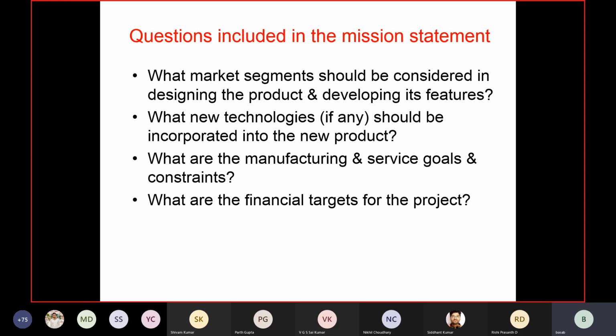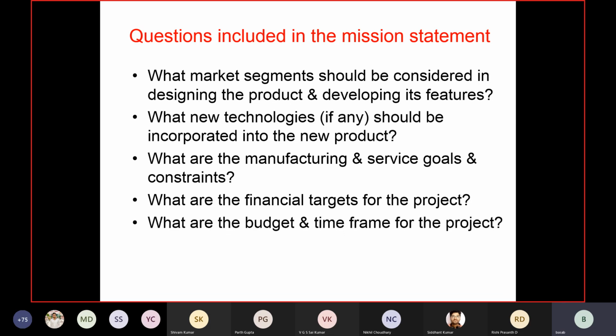What are the financial targets for the project? That is very important for the company, because ultimately, I told you that we do everything for money. And lastly, what are the budget and the time frame of the project? So this is very, very important.